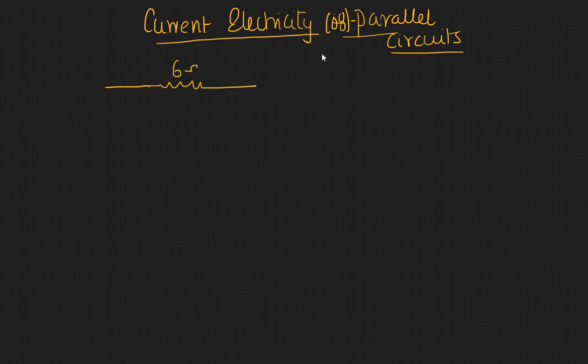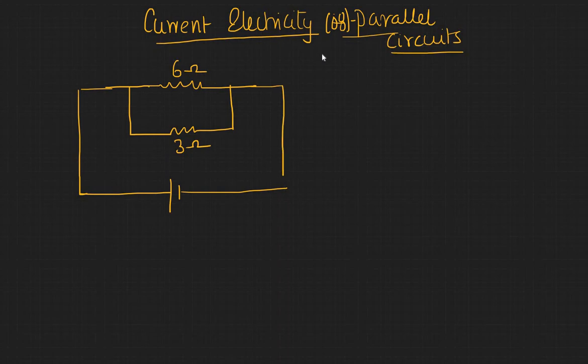circuit. So here you have a 6 ohm connected to a 3 ohm, and you have a battery which is, let's say, 9 volts. So we have these resistances, and it is going to draw some current I from this battery.